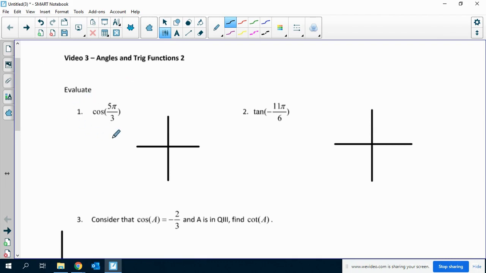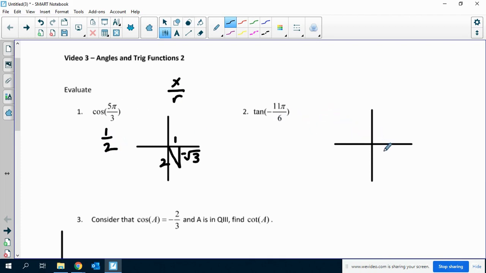Let's quickly do some recap of yesterday. So cosine of 5 pi over 3. 5 pi over 3 is in the fourth quadrant because it's slightly less than 2 pi, and it is a pi over 3 reference angle, which is a 60-degree reference angle. So I have 1, square root of 3, and 2. That's a negative y value though. So now I'm looking at the cosine. Cosine is x over r. So x over r in this case is 1/2.